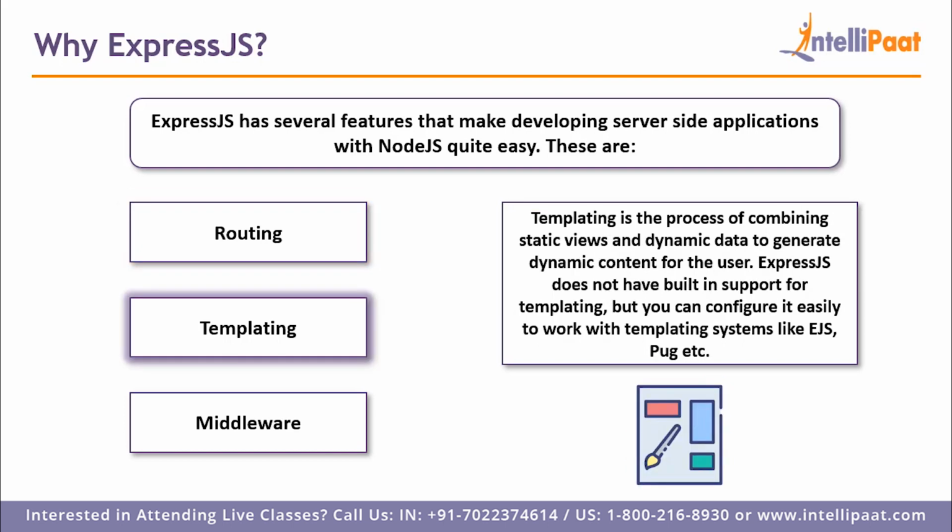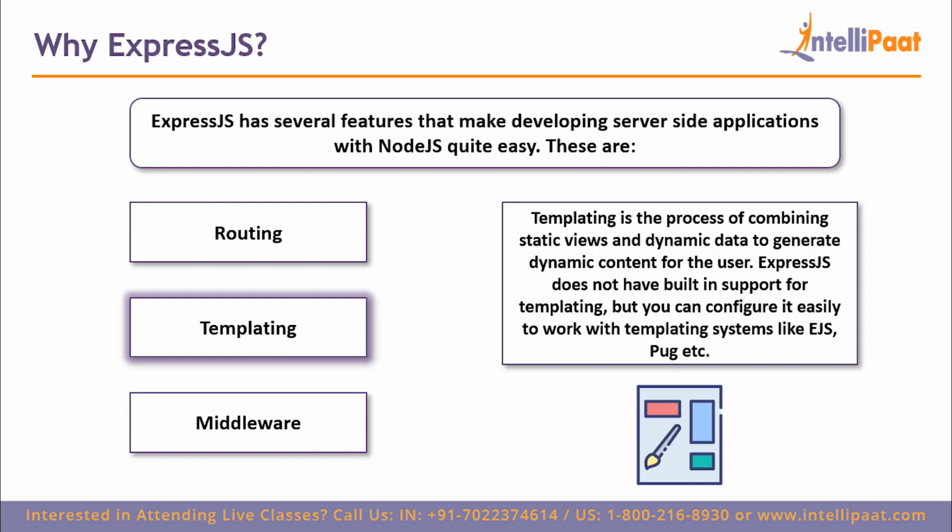Next, we have templating. Templating is the process of combining static views and dynamic data to generate dynamic content for the user. So for instance, let's say that you have a user who just logged into your website, and after logging in you want to display their username and the last time that they logged in. Now this is the kind of content that we call dynamic content, since it changes on every user. Another user might have a different name and a different time that they logged in on. So for generating content like this, we use templating.